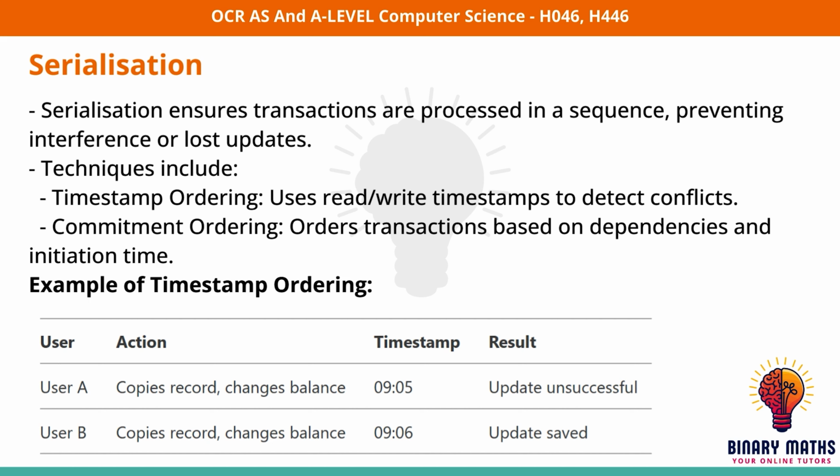Serialization ensures that transactions are processed in a sequence, preventing interference or lost updates. Two of the most common techniques are timestamp ordering, where each transaction is assigned a timestamp, and conflicts are resolved based on the order of timestamps, and commitment ordering, where transactions are ordered based on their dependencies and initiation time. For example, if two users try to update the same record, the system will process the transaction with the earlier timestamp first.